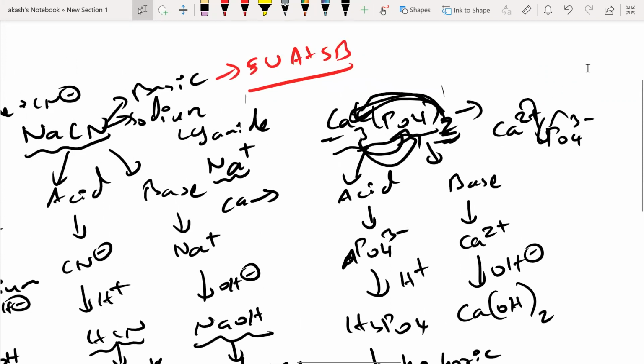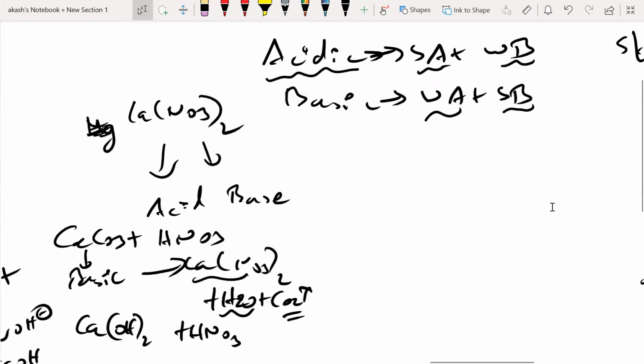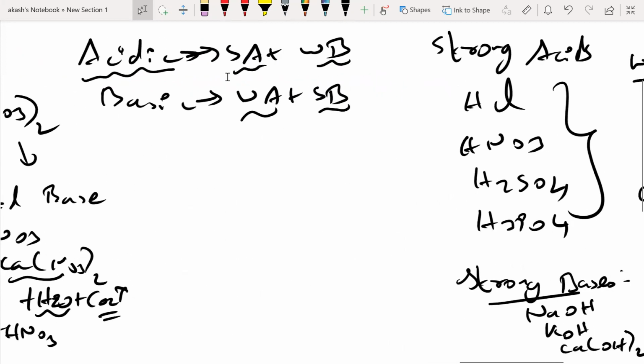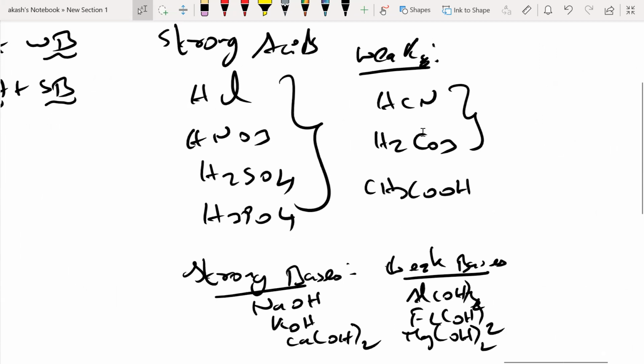Does anybody have any kind of confusion in this? Everybody understood? Now, if I give you a salt, you must be like, okay, let us check. Actually, we saw so many examples like this last class. That's written here: acidic salt should be strong acid plus weak base. Basic salt should be weak acid plus strong base. And this is just for you to remember what all the strong acids are. Strong acids are these four: HCl, HNO3, H2SO4, H3PO4. And other than that, HCN, H2CO3, CH3COOH are all common weak acids, right?